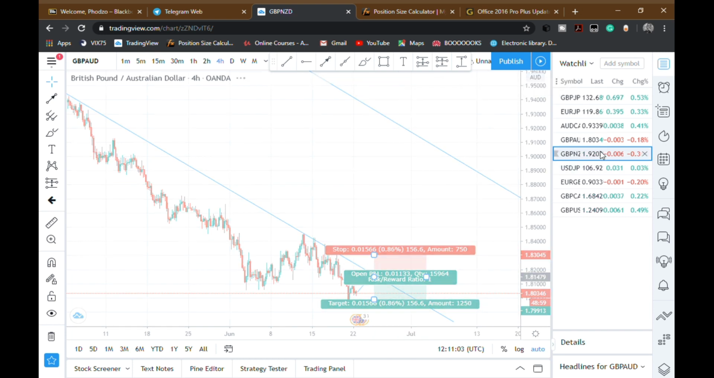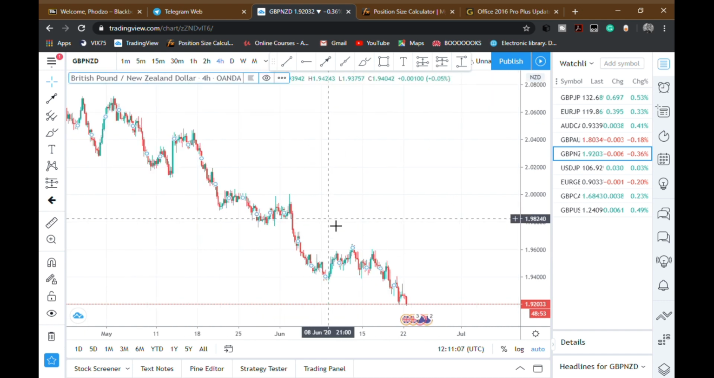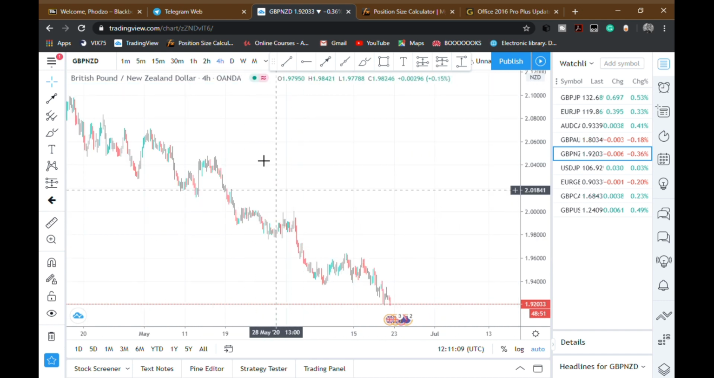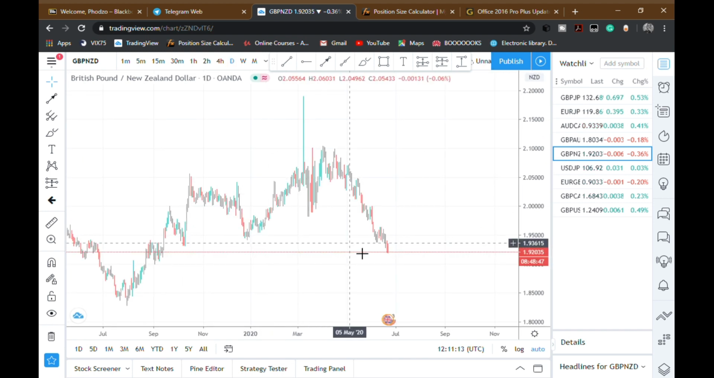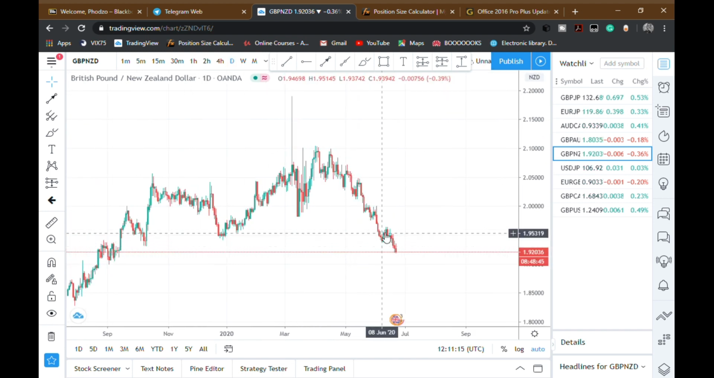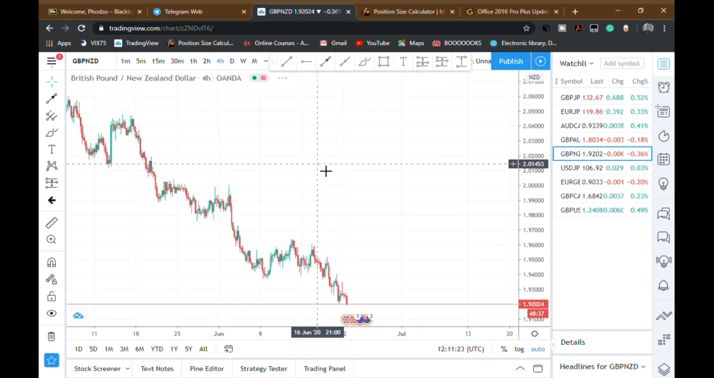So for GBP NZD, I think it's pretty much the same as GBP AUD. Yeah. So we are on a very strong downtrend. You don't want to trade against the trend. Trust me, you don't want to trade against the trend.